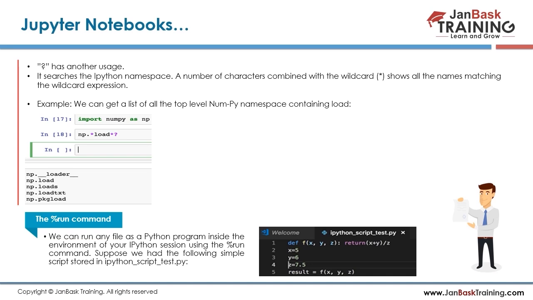The same way, if you see here, lines 1 2 3 4, it's a function xyz, and it's returning x plus y divided by z. Likewise, you have defined a function in your Sublime Text, and you have named it IPython script test.py. So once you put your percentage run command, we'll see next.